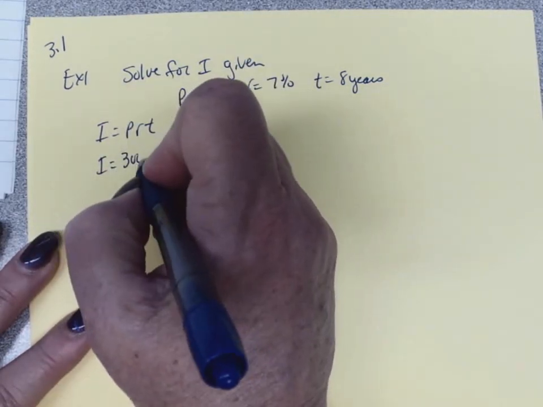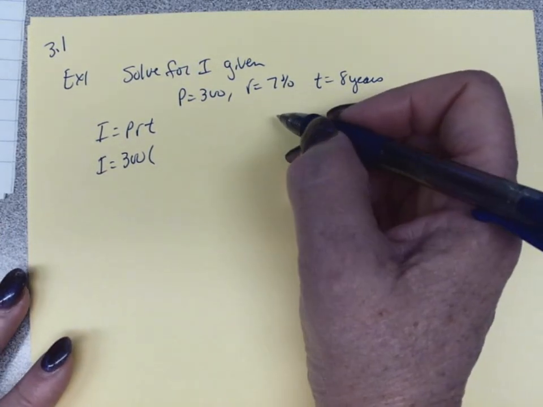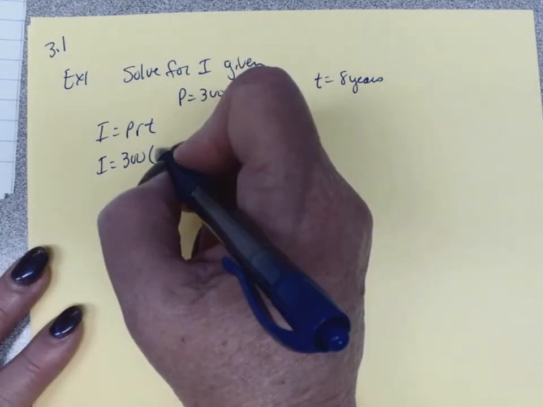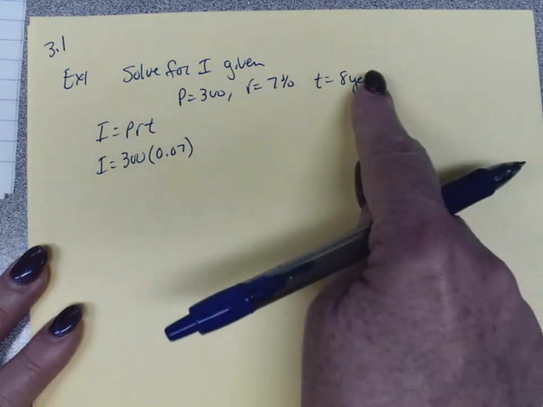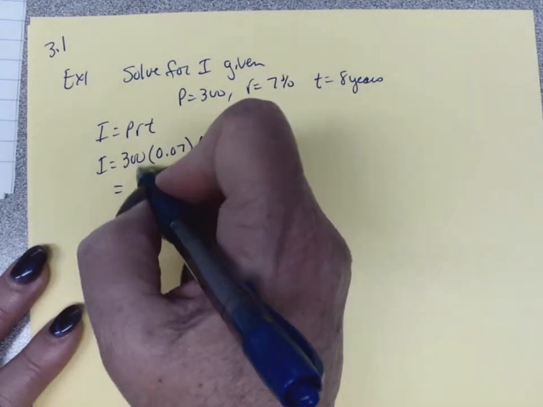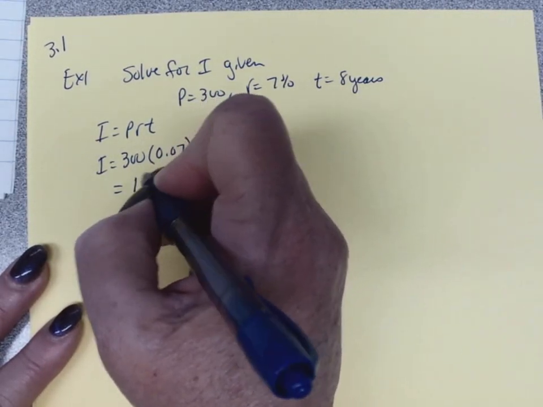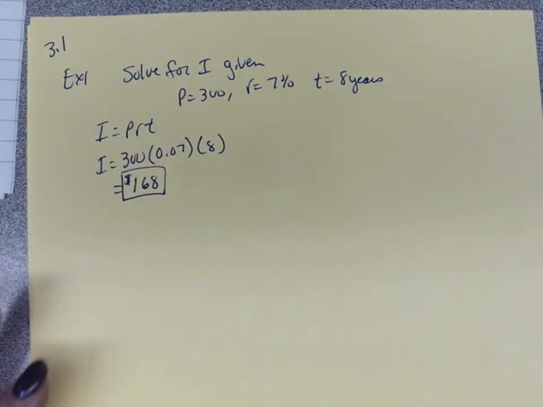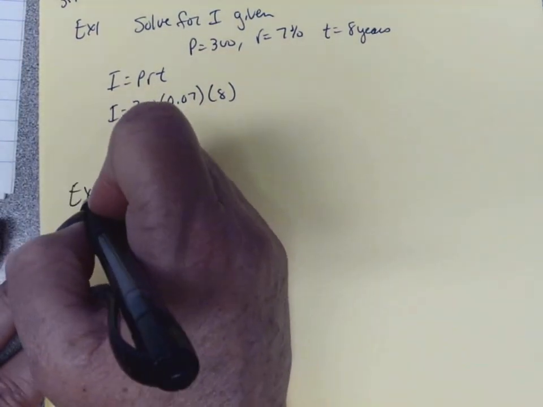So we've got 300 for our P. Remember, our R is 7%, but we always have to write it as a decimal, so 0.07 times T. It has to be in years, which it is, so that's going to be 8. We will put that in the calculator, 300 times 0.07 times 8, and get 168. Now remember, if you're going to do dollar signs, they go at the front. So there's number 1.